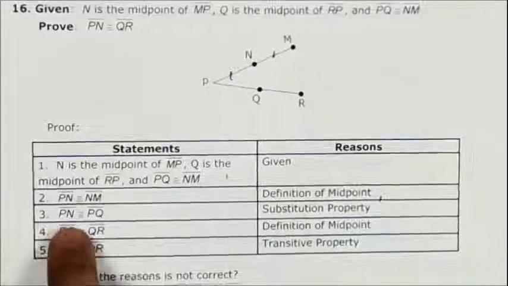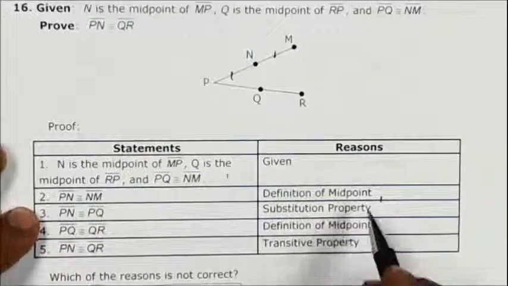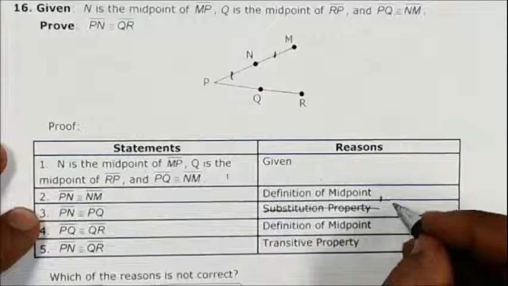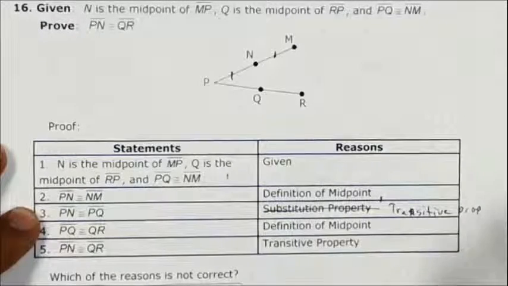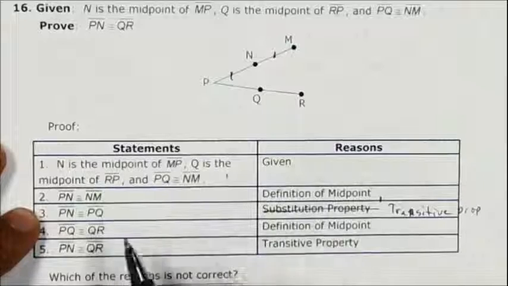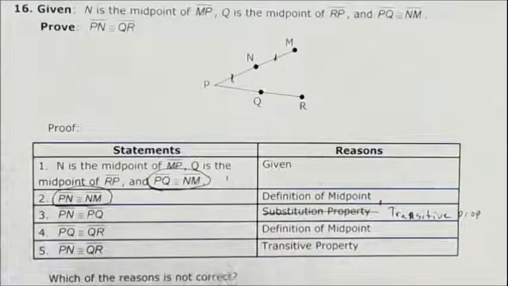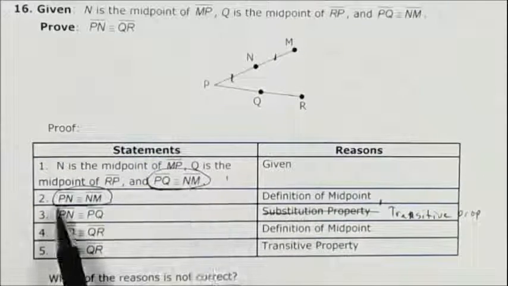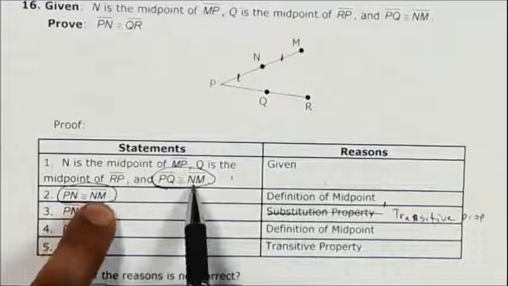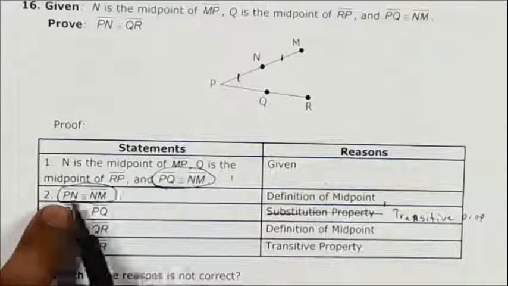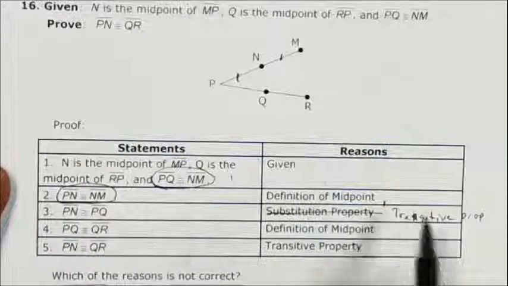For number 3, it says segment PN is congruent to segment PQ by the substitution property. This is the one that's going to be not correct. This is actually going to be the transitive property. Okay, and the reason it's the transitive property, not the substitution property, is because I'm taking these two statements here, and I'm taking the fact that PQ is equal to NM and also PN is congruent to NM, these segments. So since they have that same segment NM, they're congruent to each other. So that's how I get PN is congruent to PQ, segment PQ. All right, so that's transitive property.